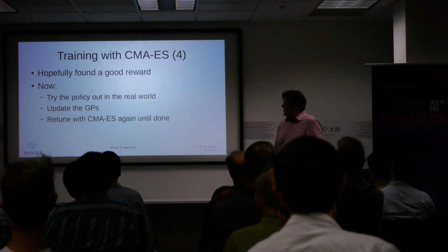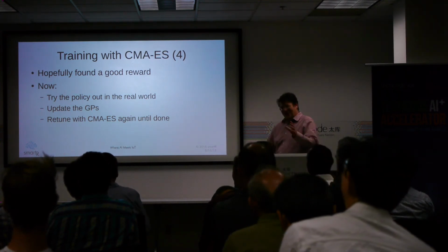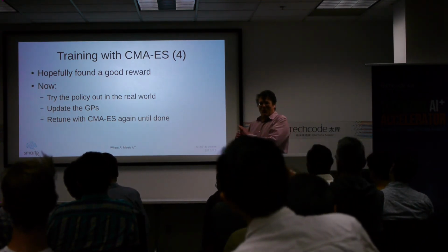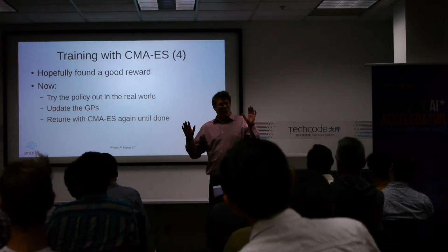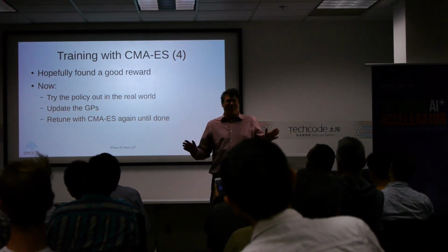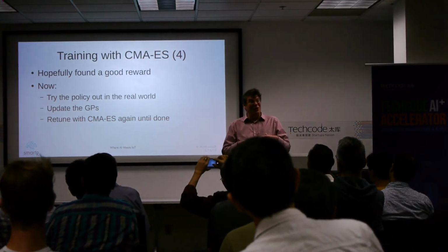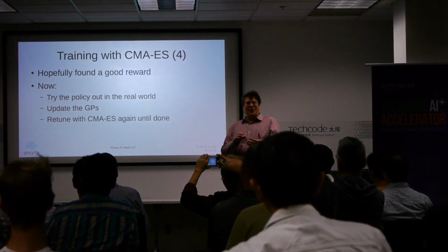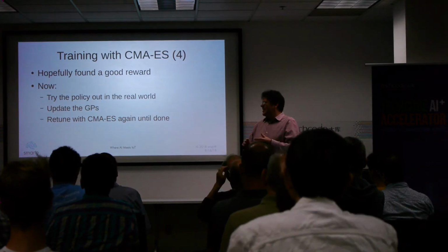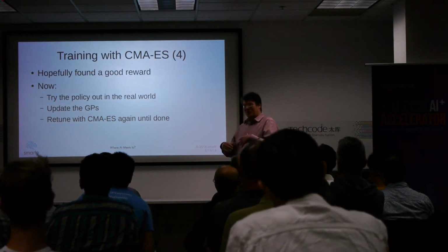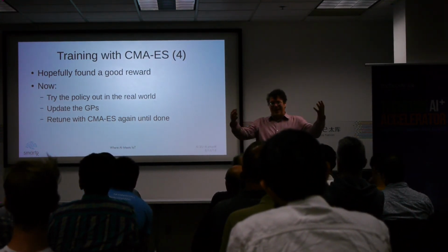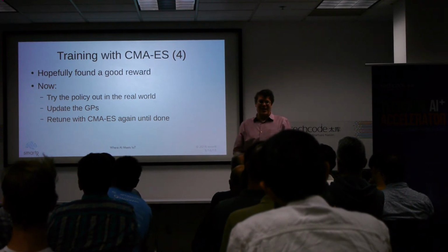Okay, so hopefully at the end of this, you found a good reward function, and now you're ready to try that policy out. You can roll it out. When you do that the first time, it is probably going to be a horrible, unmitigated disaster. But you'll have learned a lot more about the space, about how actions are affecting the state, and about the reward function. So you feed that back into the Gaussian processes, and you try it again.